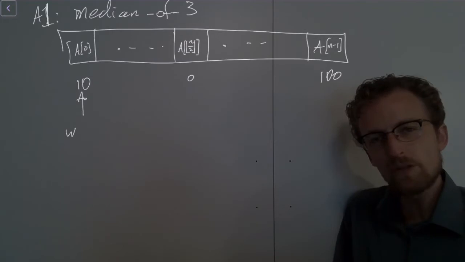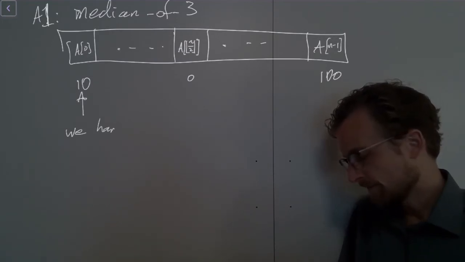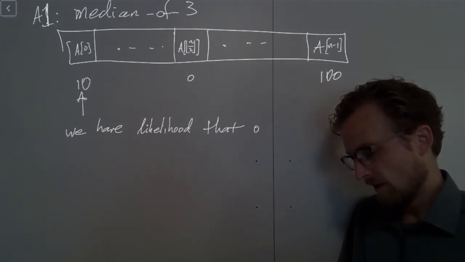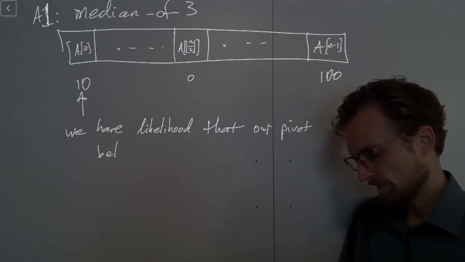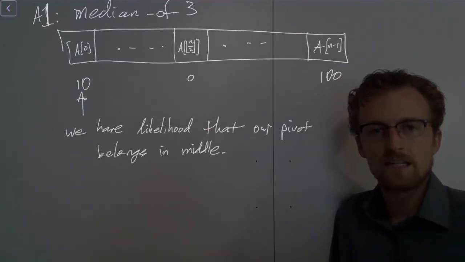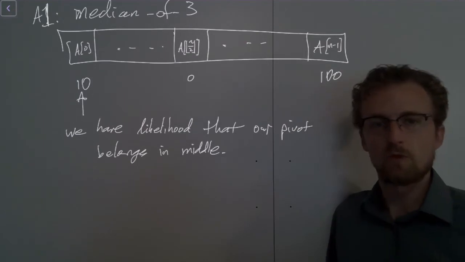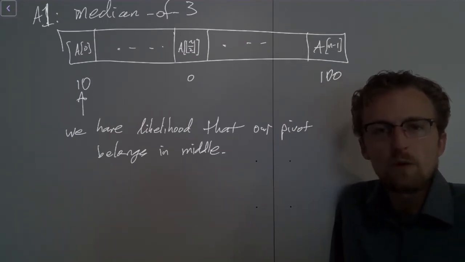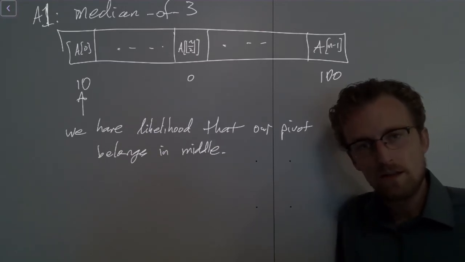I'll try not to use super technical language here. We have likelihood that our pivot belongs in the middle somewhere. And we almost have a guarantee that the pivot does not belong at one of the 2 ends, which would result in an unequal split. Rather, we have some reasonable possibility that the pivot belongs somewhere in the middle.